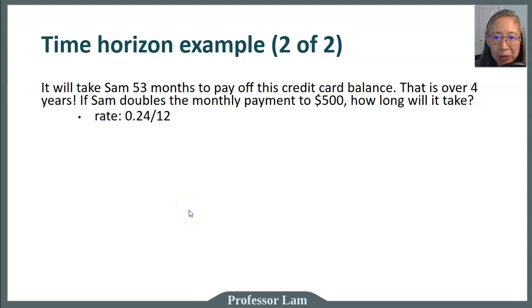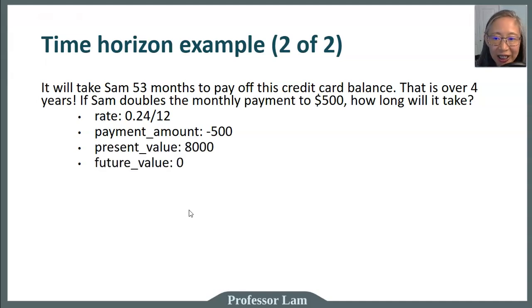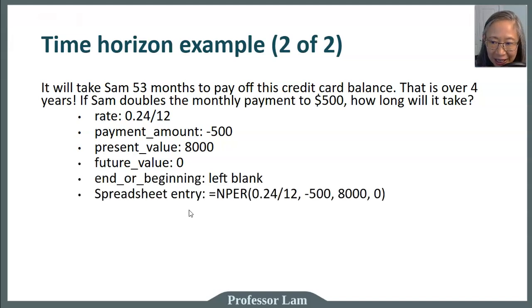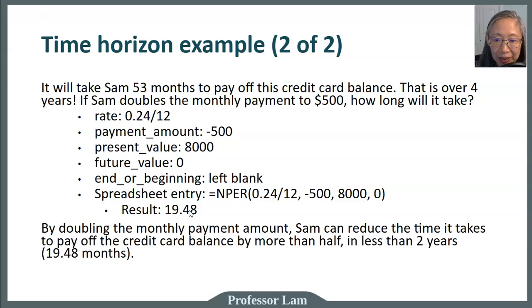The input variables are similar. The interest rate stayed the same, 24% per year divided by 12 months. But the payment amount now is minus $500 instead of minus $250. Balance did not change. Future value didn't change. Everything is the same. And it turns out that that will reduce the time period from 53 months to 19 months. So by doubling the payment, you can reduce the time it takes to pay off by more than half. So originally, it would take over 4 years. By doubling the payment amount, they can pay off the entire balance in less than 2 years.